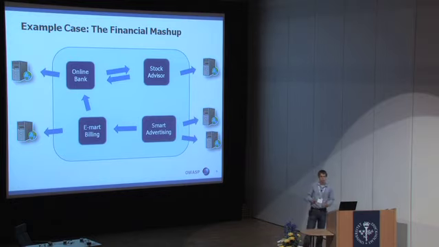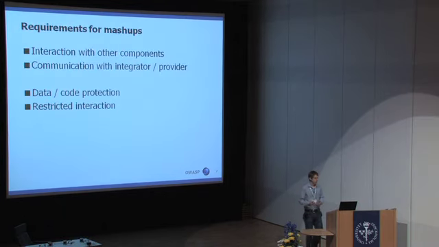For instance, what have we seen? We see that we have the need for interaction. We have the need to restrict that interaction in some sense, and we also want confidentiality, because basically you don't want your online banking information ending up somewhere else. And this brings me to a small list of requirements.